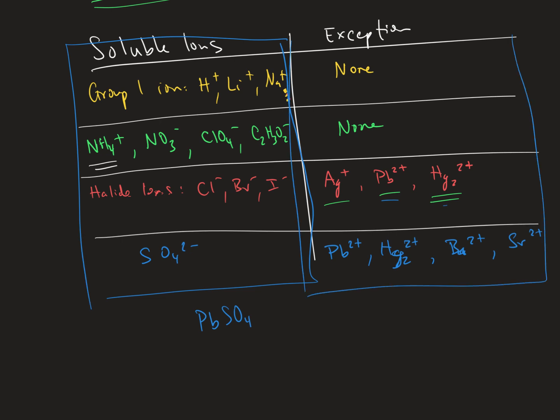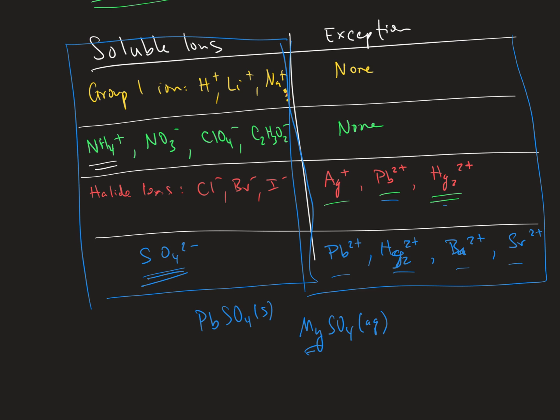Does that make sense? So if we have magnesium sulfate, is that soluble or insoluble? This is soluble unless it's bonded with one of those. Is magnesium one of those? No. Therefore, this would be soluble, and this one is insoluble. Are you following me? Understand what this is saying?